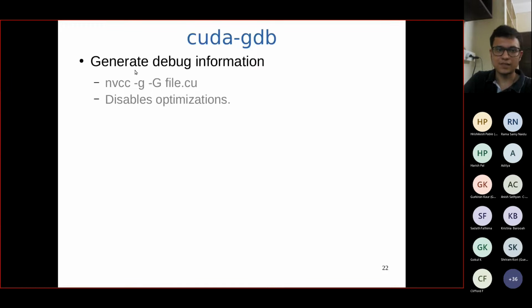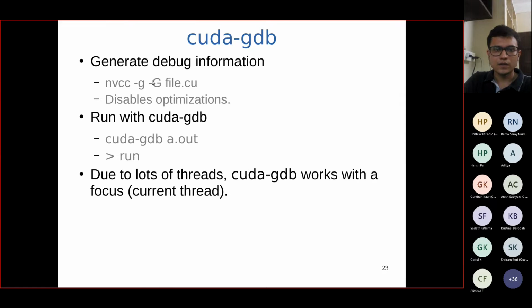The -g flag shows that we are compiling and debugging the normal C programs, and the capital -G represents that we want to debug the GPU-specific part of the CUDA program. Once compiled with the -g and -G flags, it will generate the binary file corresponding to this file.cu CUDA file.